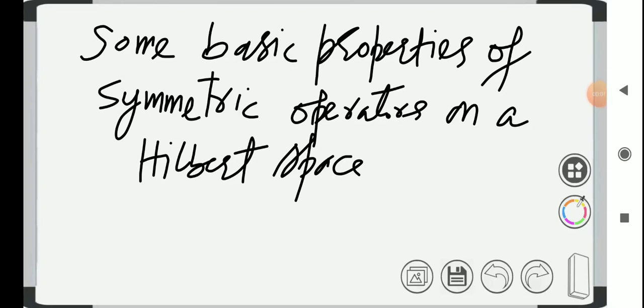Hello guys, in this video lecture we will study some basic properties of symmetric operators on a Hilbert space. So let us first define what is a symmetric operator, and let us first fix some notations.